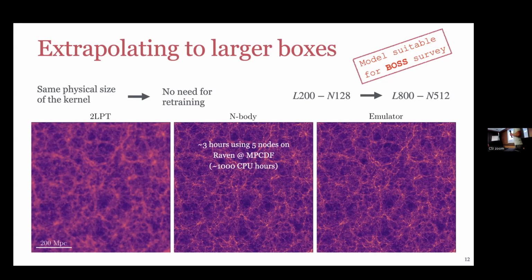So this is about 1,000 CPU hours, as opposed to this 5 minutes using a quarter of a node, also at Raven, which is 1.5 CPU hours. And this is using CPUs for evaluation. If we make it work on GPUs for evaluating large boxes, then this will take of the order of seconds.